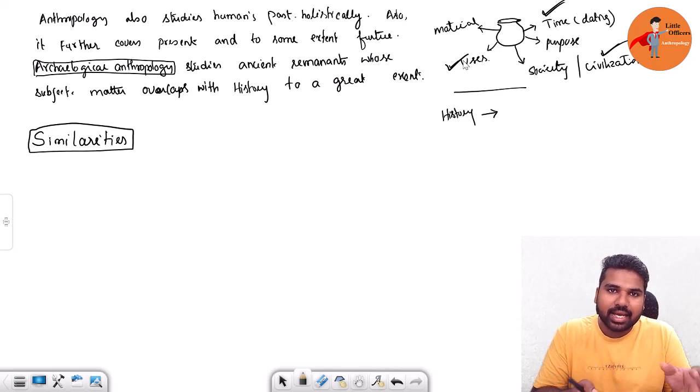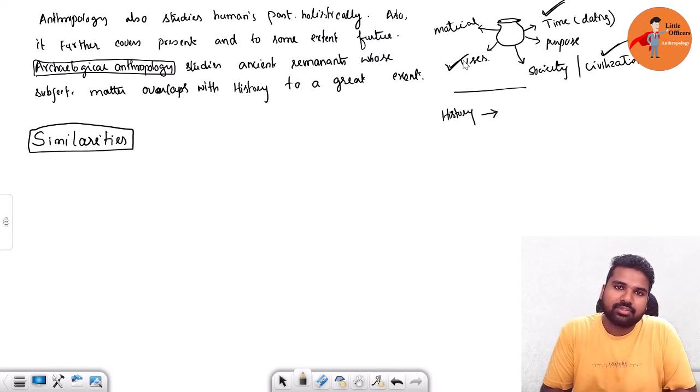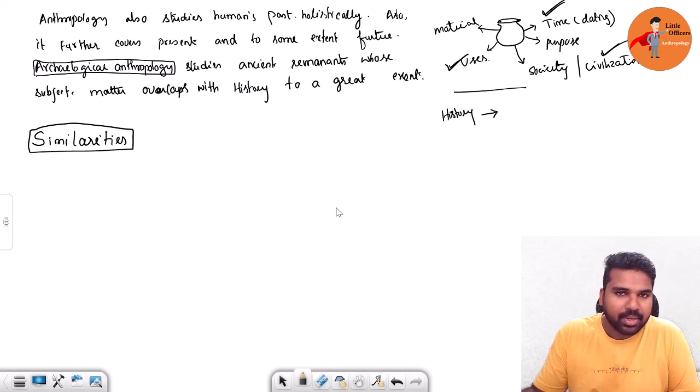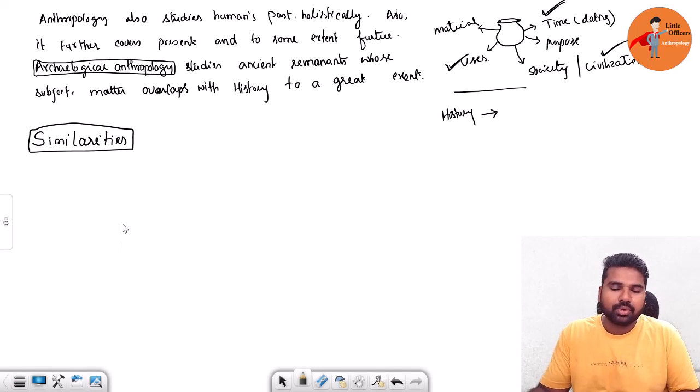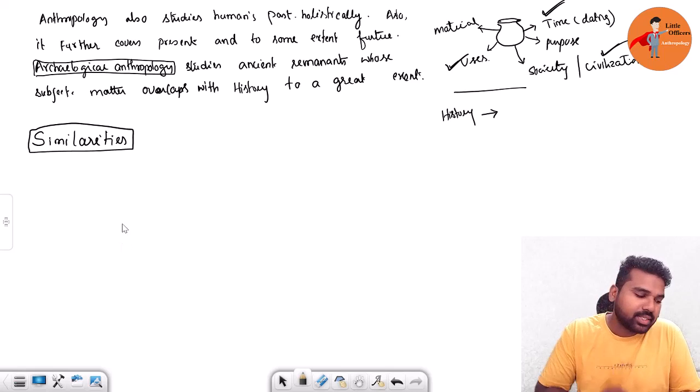But archaeological anthropology takes care of the other things. So this is where overlapping happens. So that is with example. As we go further, you will understand with examples. So now please write similarities.